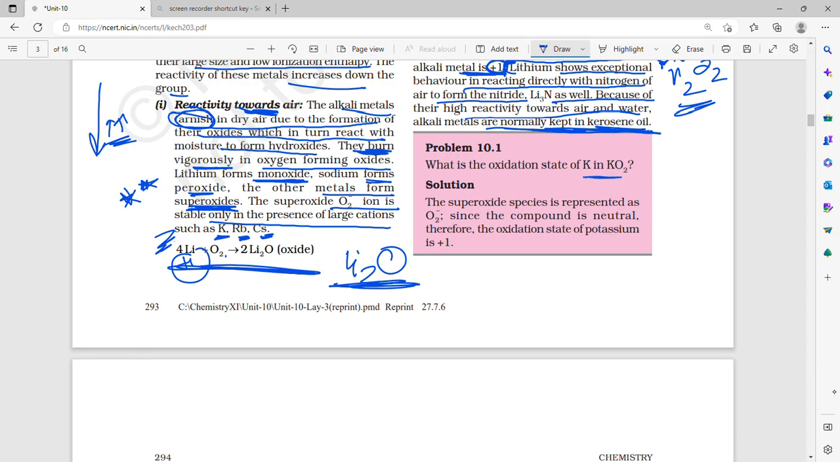What is the oxidation state of K in KO2? We just read that whether it be oxide, peroxide, or superoxide, the oxidation state of alkali metals is +1.